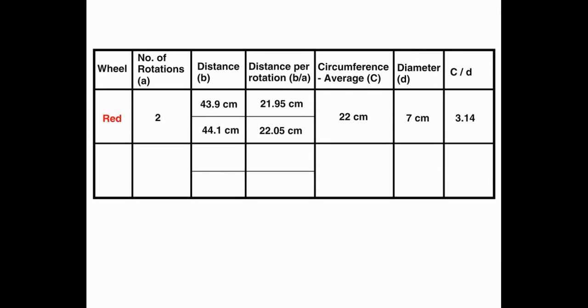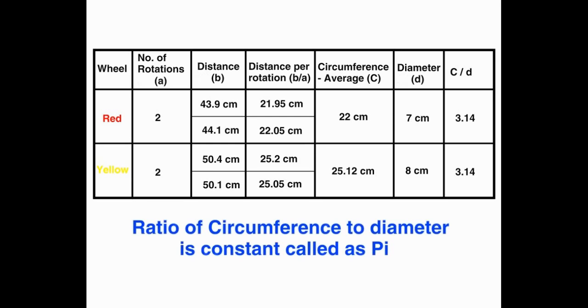Similarly, we will write down our readings for the yellow wheel and calculate the ratio C upon D. You observe that the ratio of C upon D for yellow wheel also is 3.14. That means the ratio has not changed even when the distance traveled by the vehicle when we used yellow wheel was more. Because the diameter also was more, the ratio of circumference to diameter remained same. And this ratio of circumference to diameter is a constant called as pi.